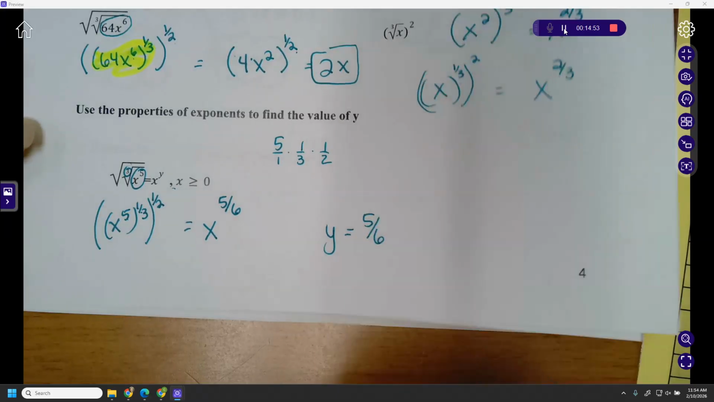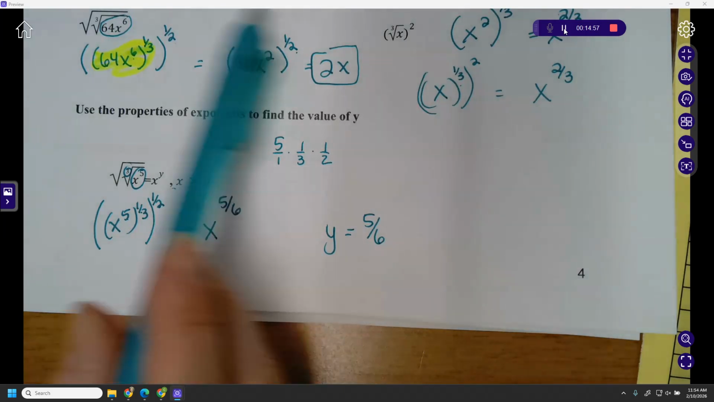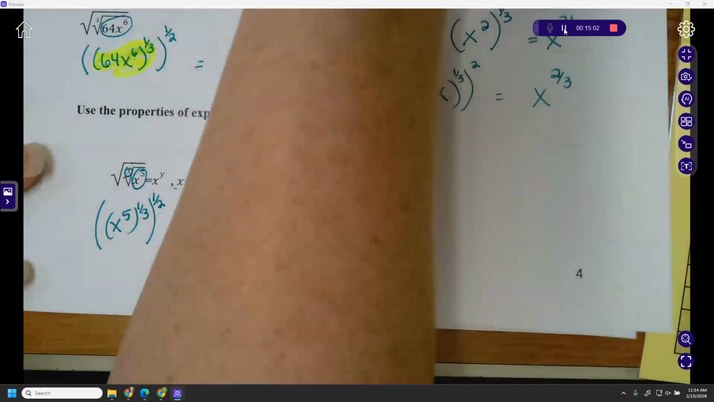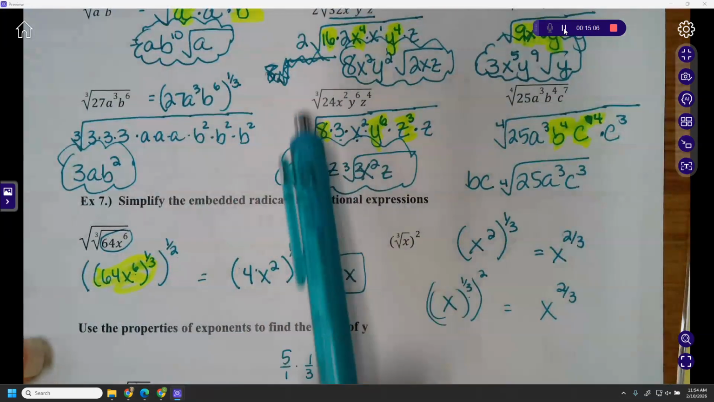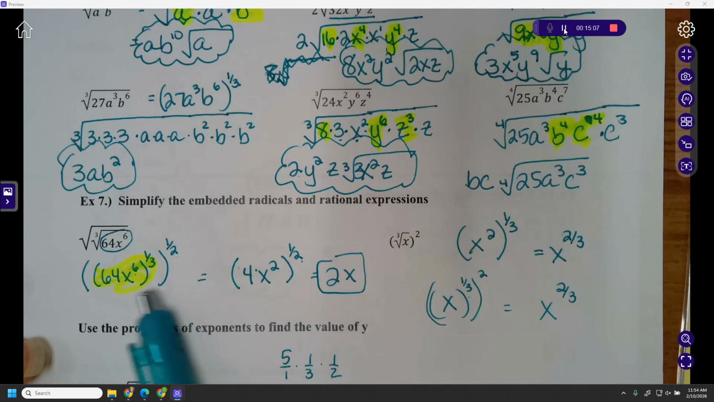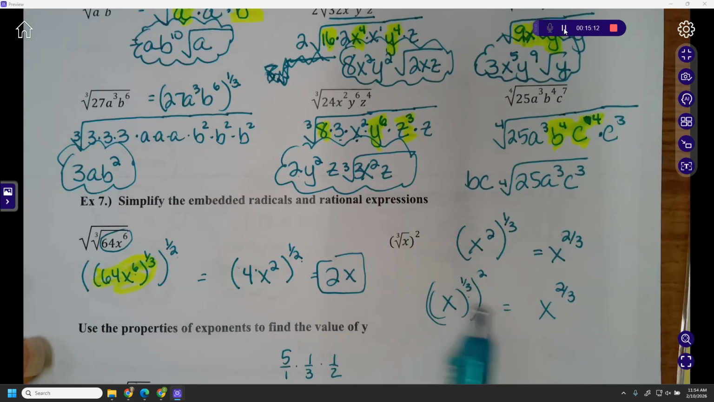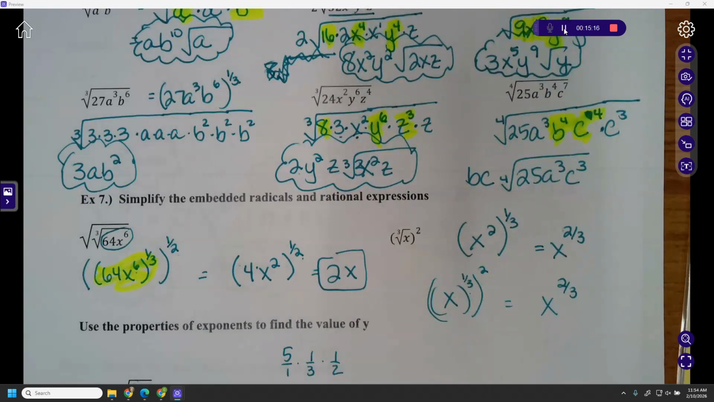5/6. So there's a little bit more of a challenge of simplifying some radicals, and then also rewriting back and forth between radical and rational exponents, but maybe just a little bit more difficult than you saw earlier on your homework.